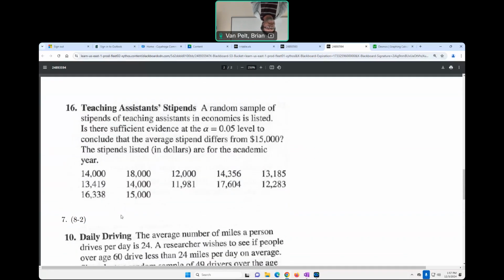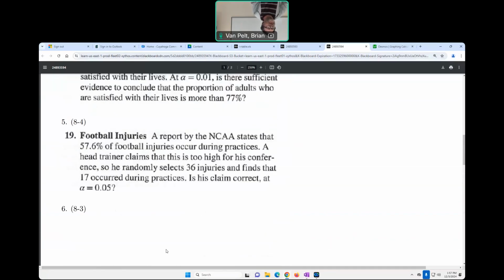Did I do this one, teaching assistant stipends? Yeah. I did that one, okay. Football injury, I don't think I did football injuries.